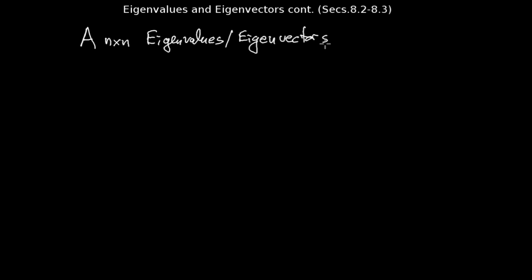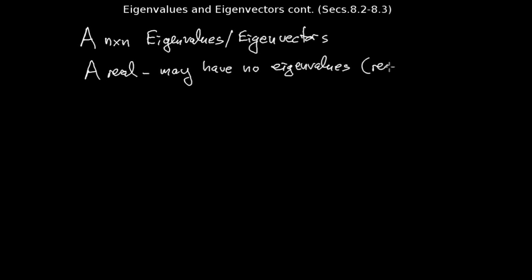One of the things I wanted to talk about is the following. Suppose A is a real matrix. Well, it may have no eigenvalues or eigenvectors. And by that I mean no real eigenvalues and no eigenvectors, which is to say vectors in Rn.